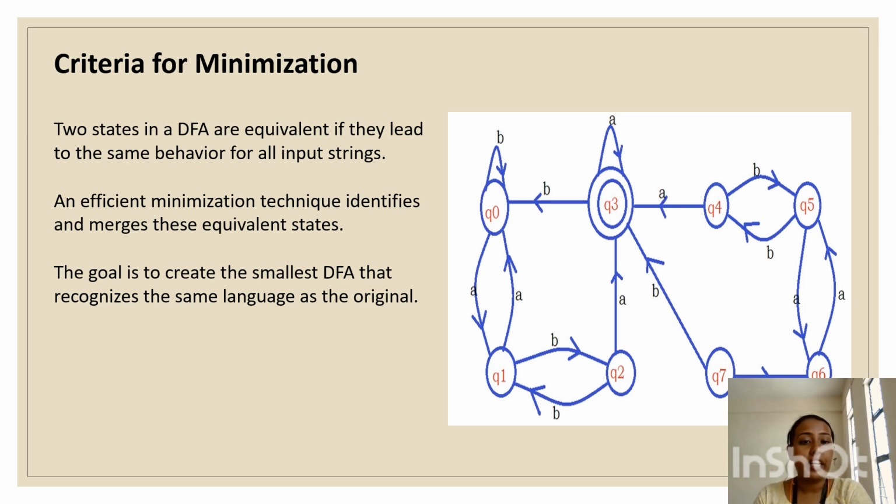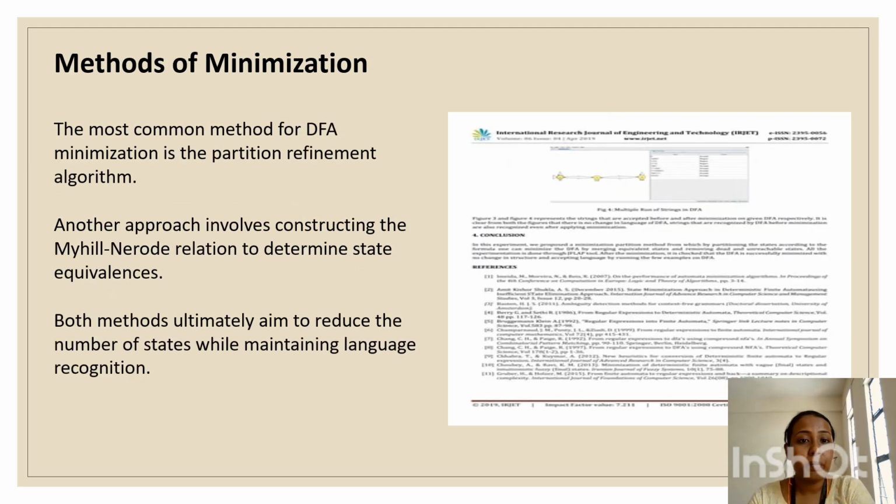So the next one is criteria for minimization. Two states in a DFA are equivalent if they lead to the same behavior for all input strings. An efficient minimization technique identifies and merges these equivalent states. The goal is to create the smallest DFA that recognizes the same language as the original. So our goal is to minimize the DFA in such a way that it creates the smallest DFA that leads to the same result.